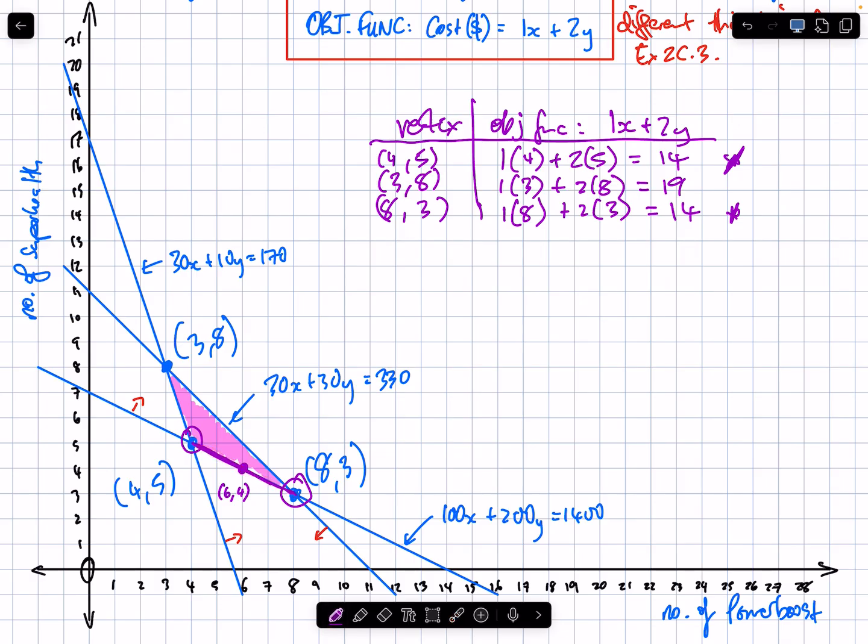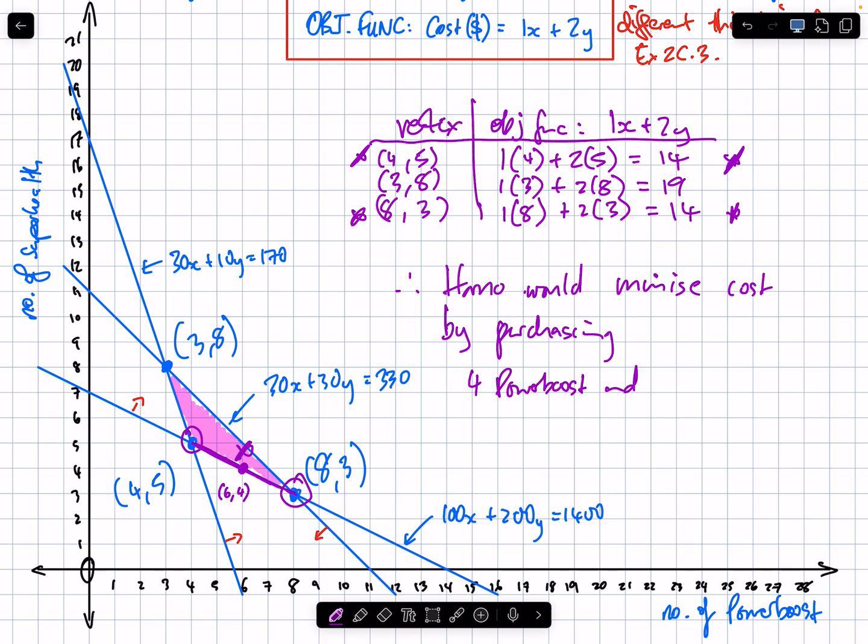So your answer to this would be, therefore, Hano would minimize cost by purchasing. What are my situations? I need to do this one. I need to do this one. And I also need to show that point in the middle. So by purchasing 4 power boost and 5 super health. What was the next one? 8 power boost and 3 super health.